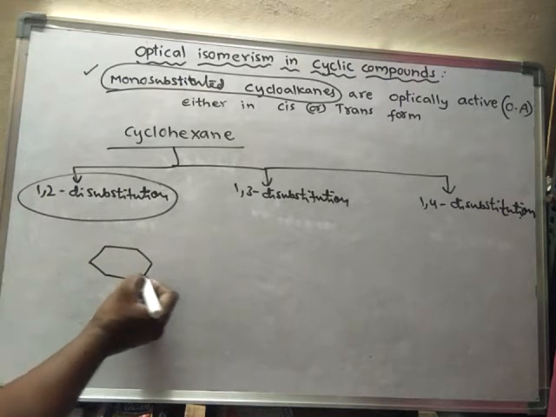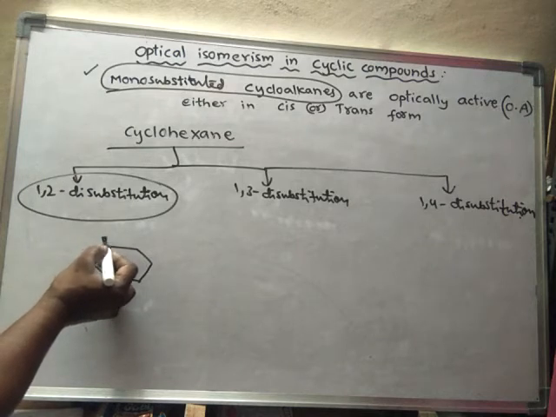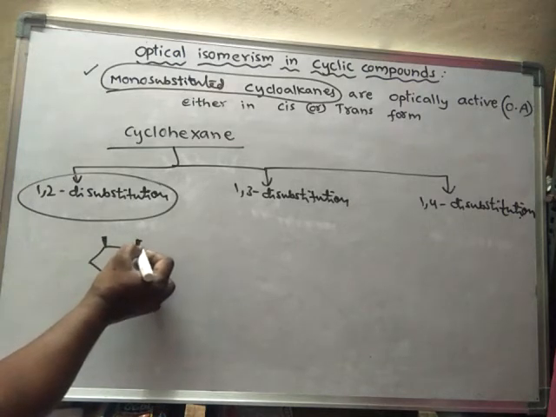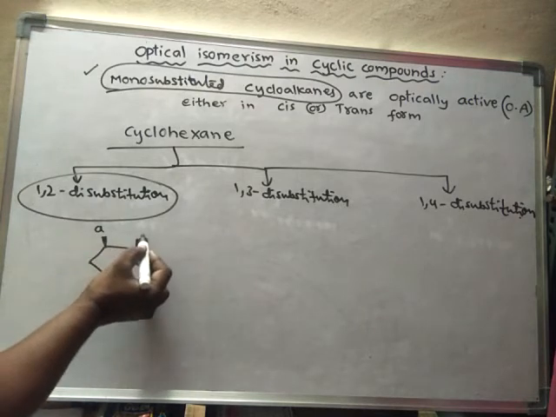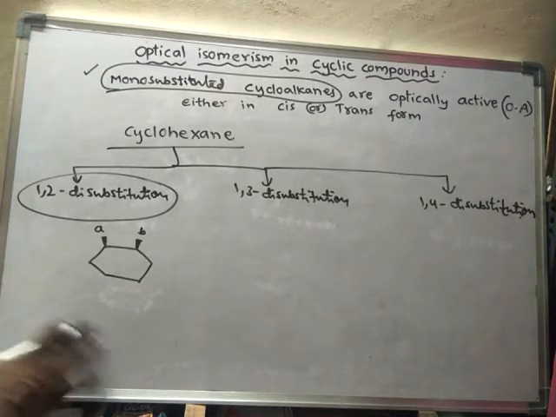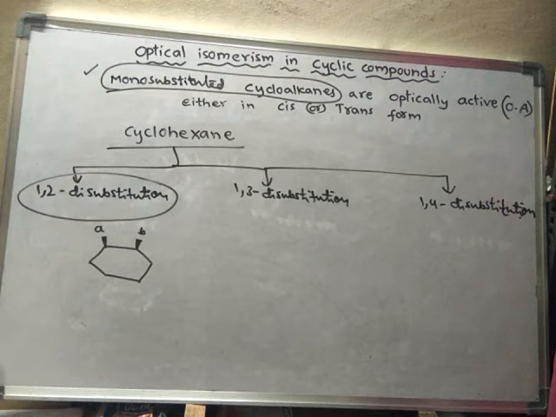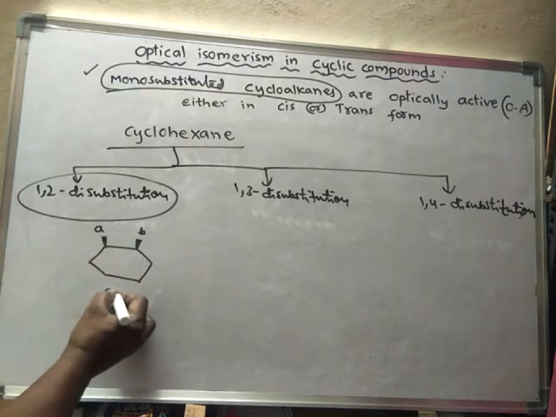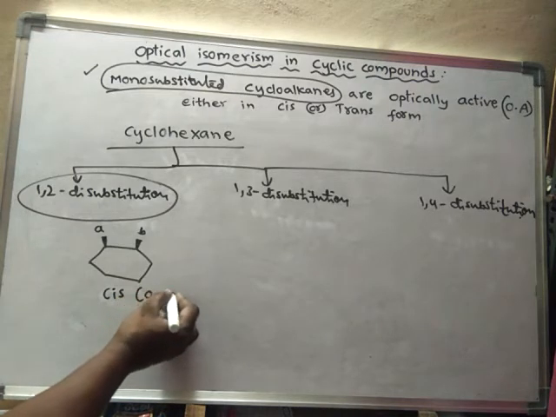Suppose this is cyclohexane. On the first carbon there is a substituent. Both A and B are substituents. When both A and B are present above the plane of the molecule, as these two are different, there is no element of symmetry, no plane of symmetry, center of symmetry, or alternating axis of symmetry. So due to the absence of symmetry elements in this structure, it is optically active.